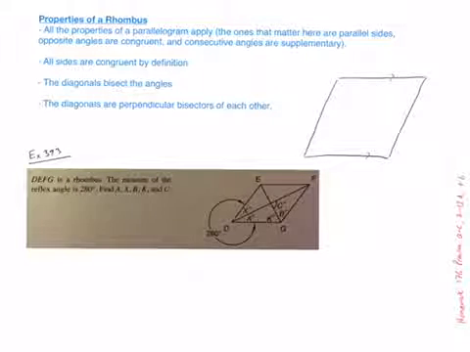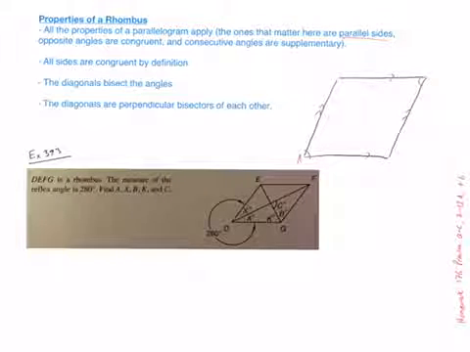So it has all the properties of a parallelogram, meaning that the opposite sides are parallel to each other. So that one would be parallel to that one. That one would be parallel to that one. Opposite angles are congruent, so this angle would be congruent to that angle. And consecutive angles are supplementary.